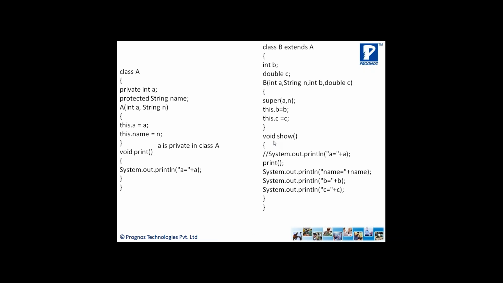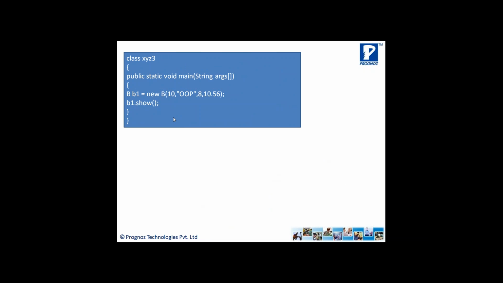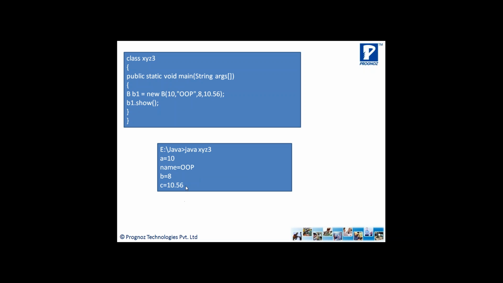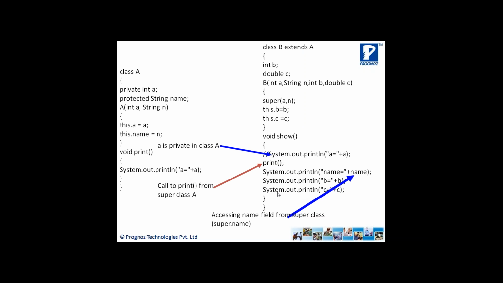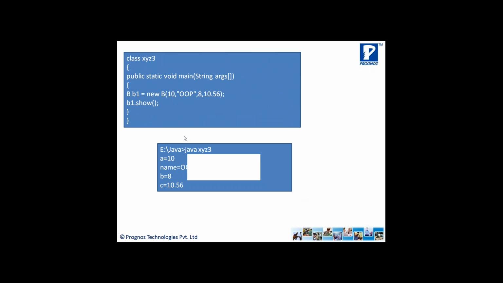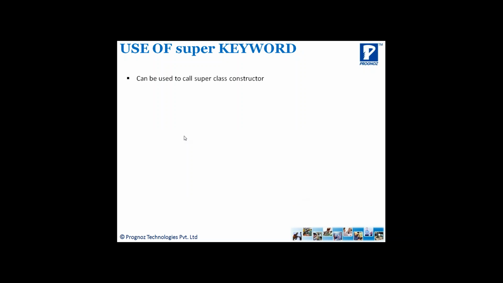So this program has a problem, because A has private access. A is private in class A, so we are not able to access it directly in the child, like A. So the call to print must go through super.A. What we are supposed to do is call super.print. So now b1.show prints the output like this. The main method for this is this one. It can be used to call the superclass constructor. The same thing is repeated.